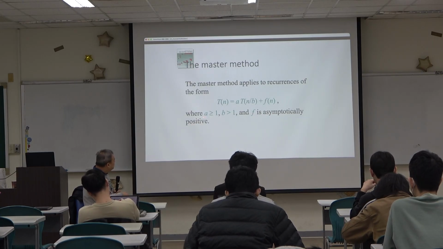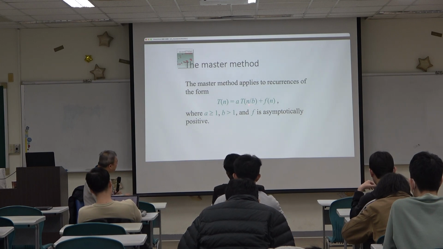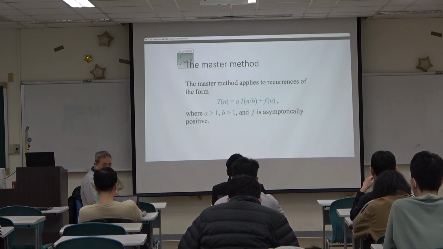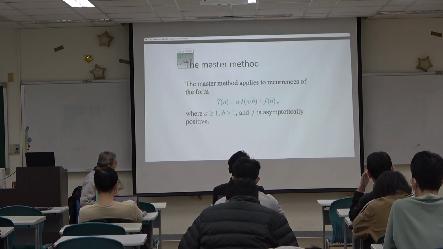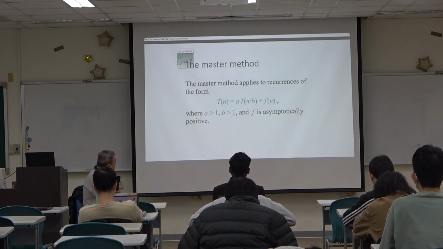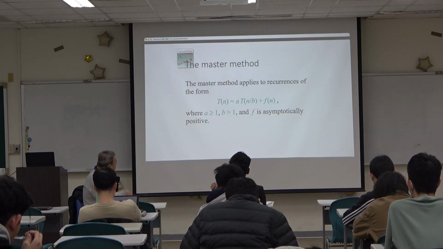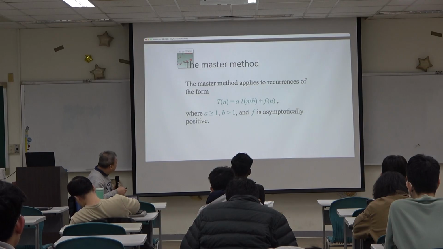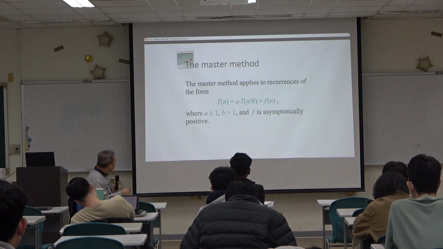Usually you will get a recurrence relation like this when your algorithm is divide and conquer, so this is especially important when you analyze divide and conquer algorithms. This is usually the case for divide and conquer, and f being asymptotically positive is also pretty much always the case. Okay, then we discuss there are 3 cases.